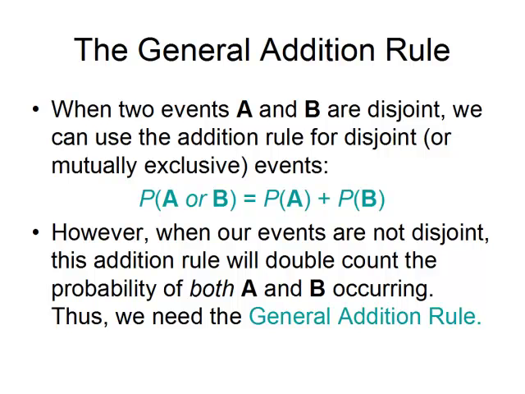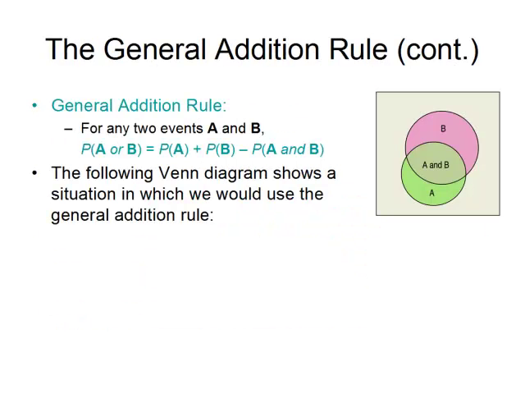However, when our events are not disjoint, this addition rule will double count the probability of both A and B occurring. Thus, we need the general addition rule. The general addition rule is, for any two events A and B, the probability of A or B is equal to the probability of A plus the probability of B minus the probability of A and B.